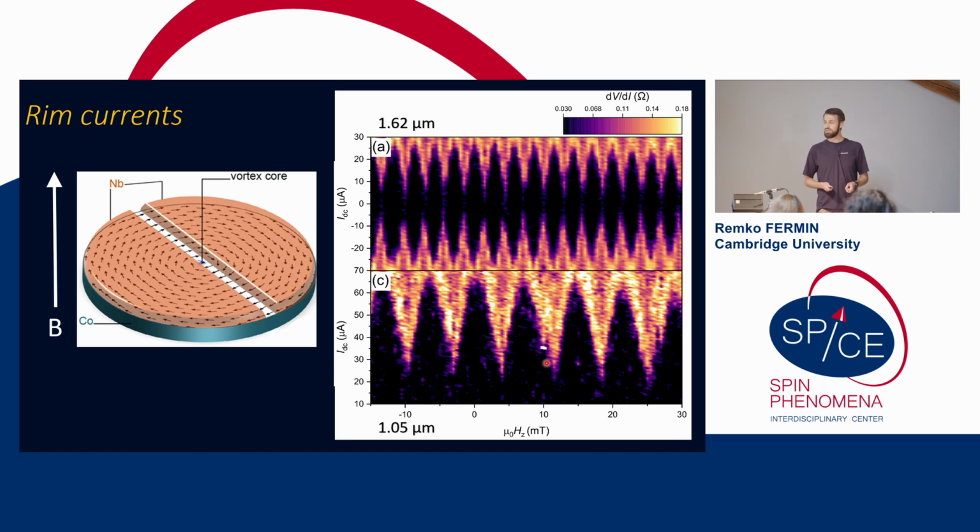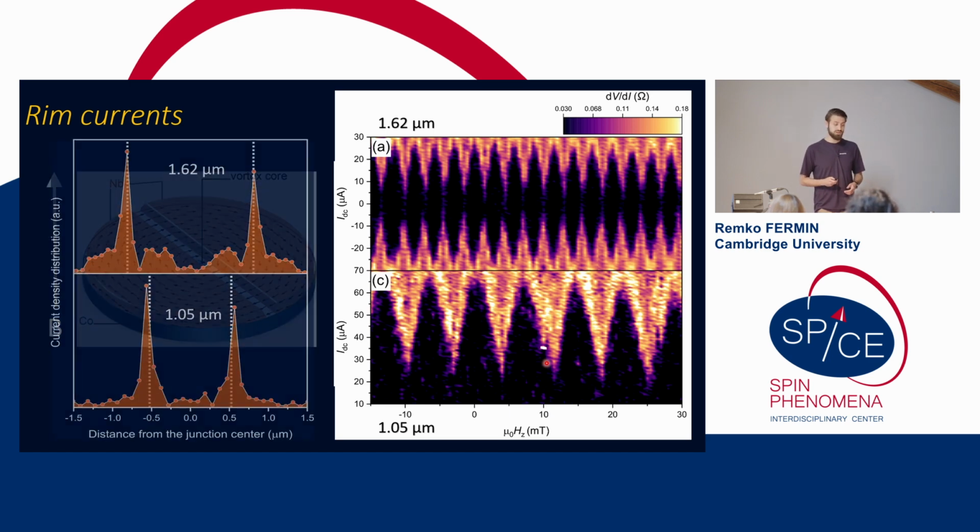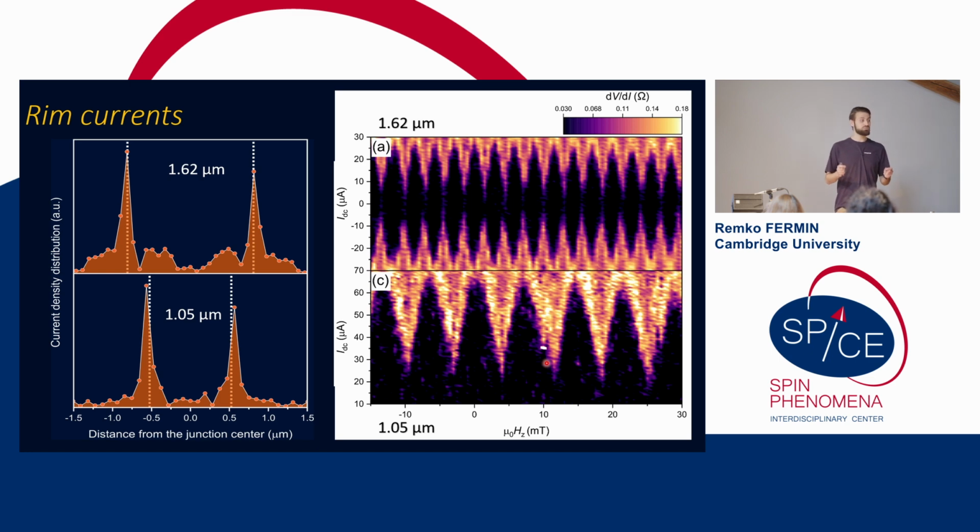And by the way, the bottom one is a disk of 1 micrometer in diameter, whereas the top one is 1.6 micrometer in diameter. So we see that the oscillation amplitude also scales with the diameter of the device. When we carry out this Fourier analysis, we find that there are two clear current channels, and these current channels are located at the rims of the device, on the edges of the device. If we scale the device to larger diameter, we also see that these two peaks in the Fourier analysis move out to the sides of the disk. That's why we call them rim currents, because they run along the rims of the device.